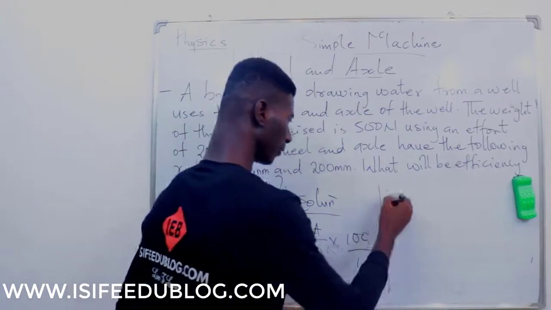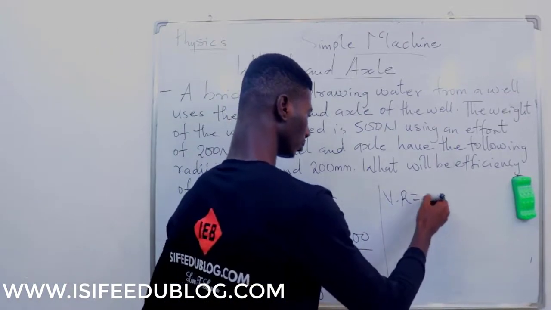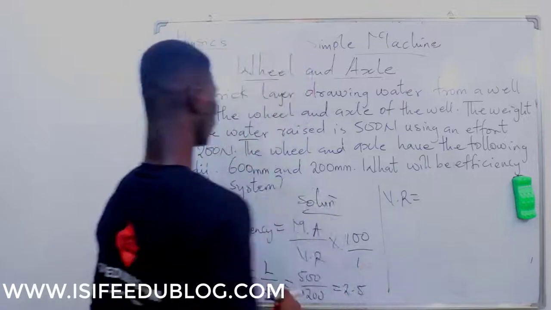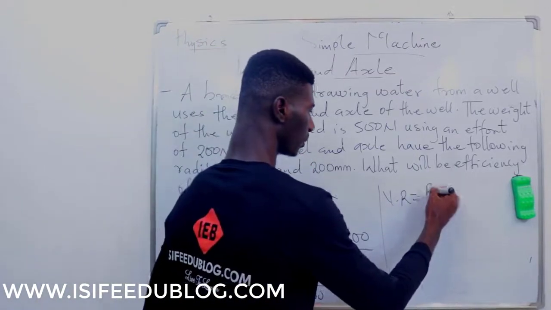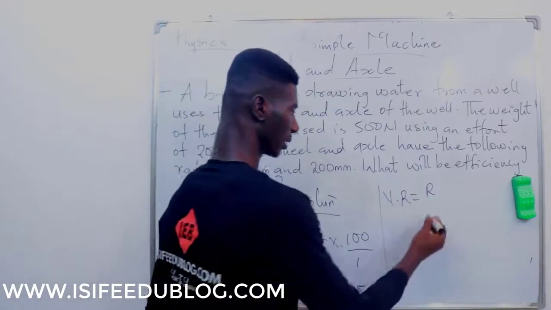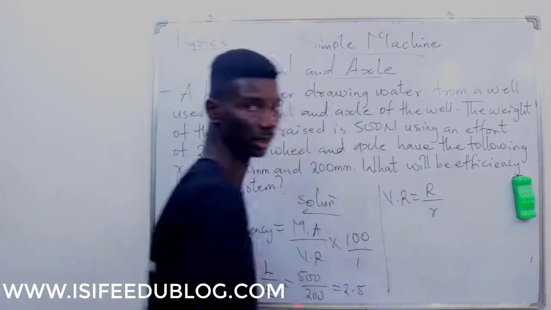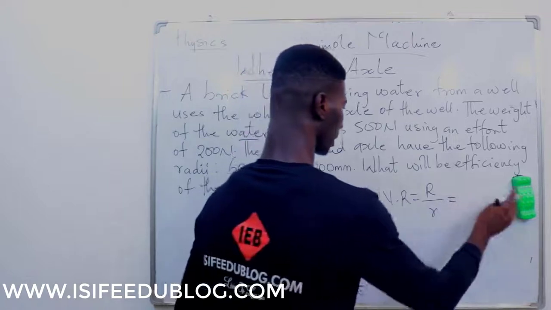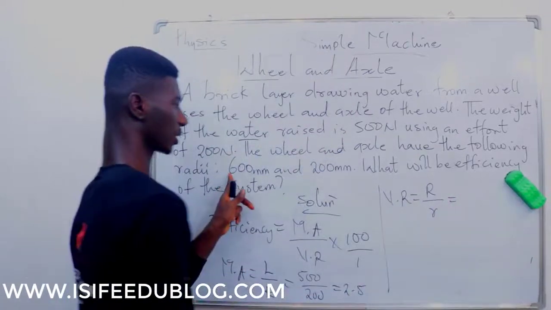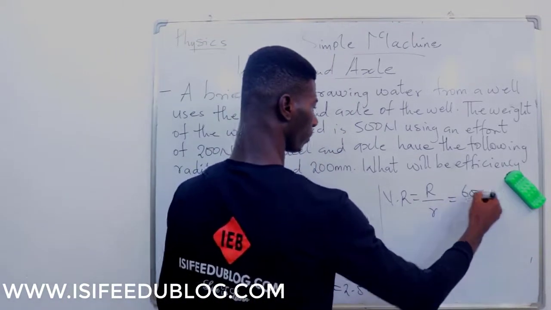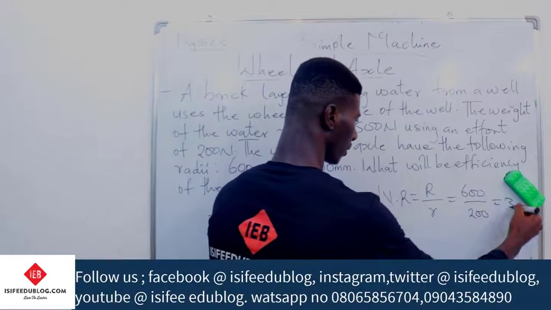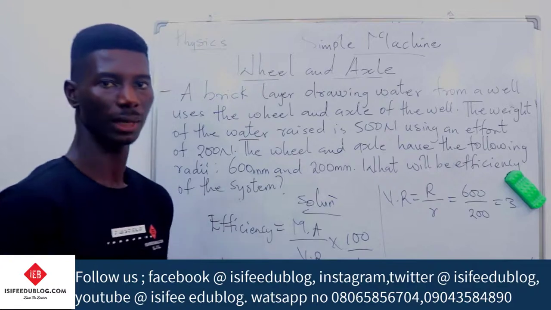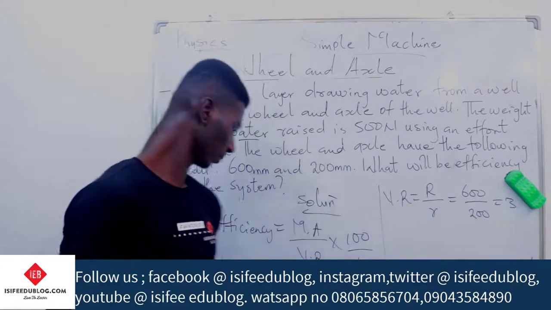Now we need to get our velocity ratio. For wheel and axle, the velocity ratio is the distance moved by effort over the distance moved by load, which is the radius of the wheel over the radius of the axle. So we have 600 divided by 200. This will give us 3. So our velocity ratio is 3.